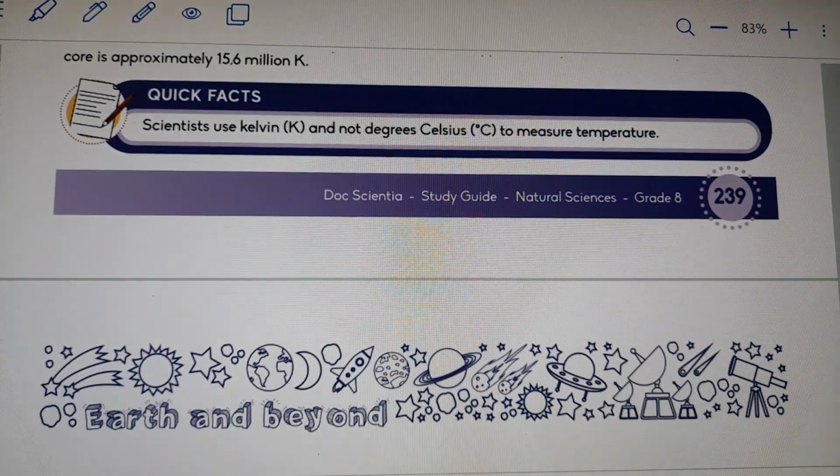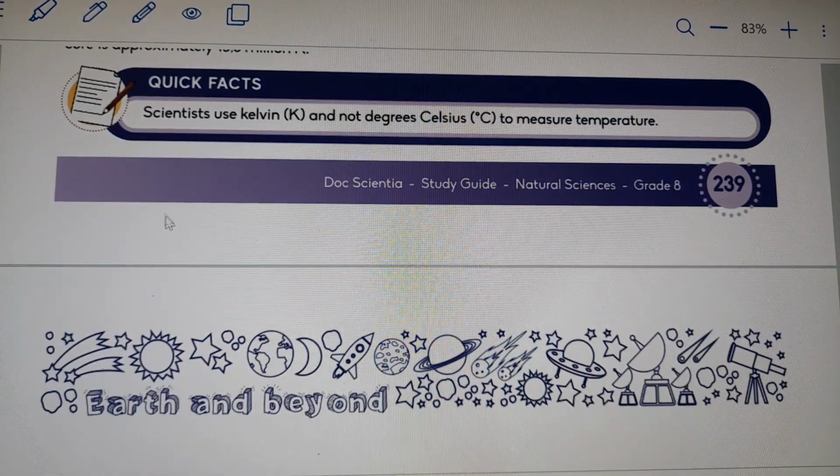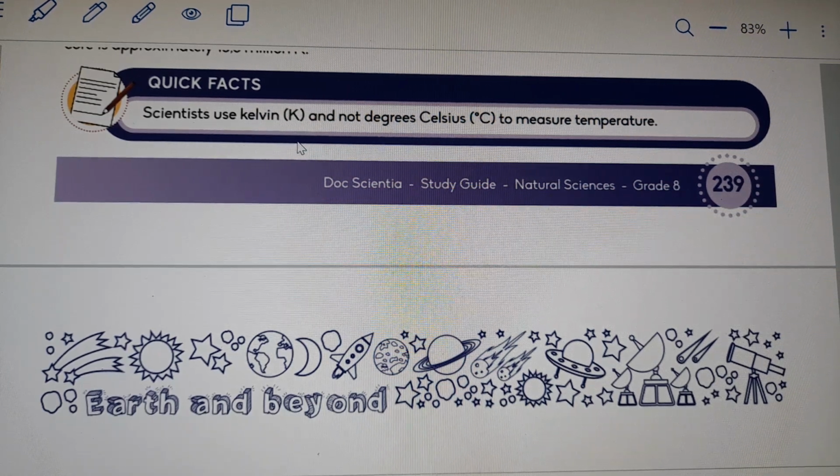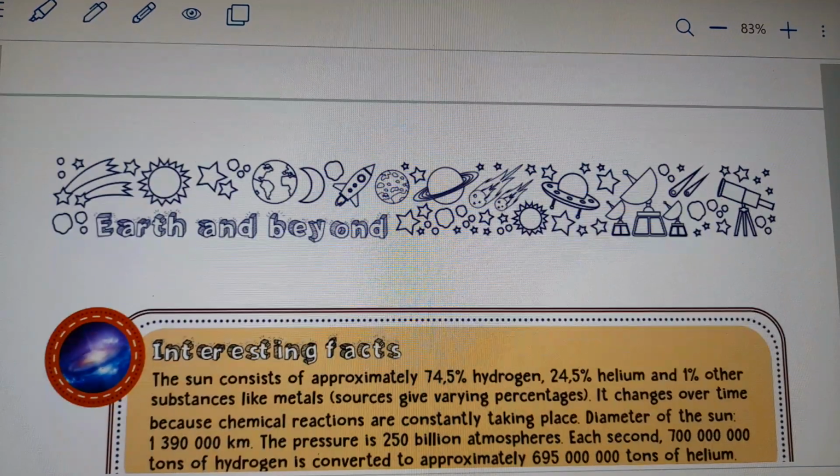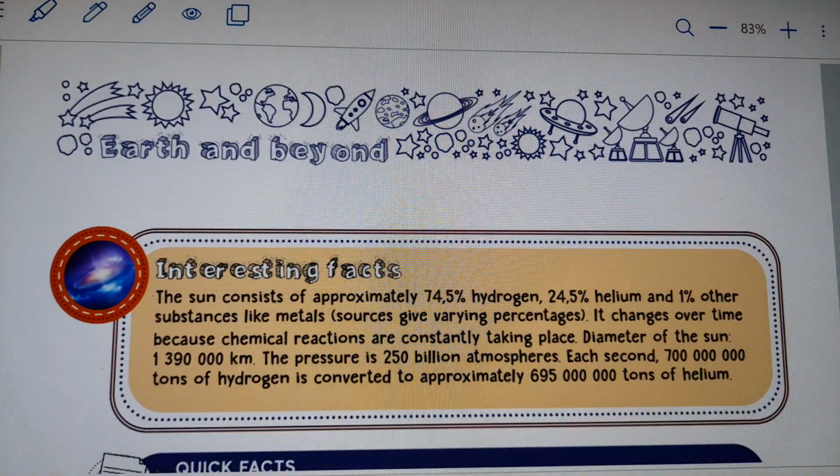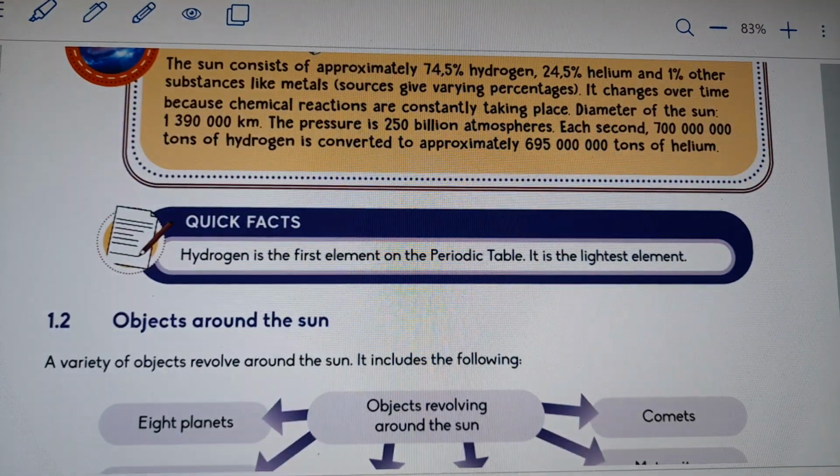Let's learn about this Kelvin. They say that scientists use Kelvin and not degrees Celsius to measure the temperature. We are used to temperature being measured using degrees Celsius, but for the solar system, the scientists have used the unit that is called Kelvin. Now let's move to the next page, which is page 240. You can read the interesting facts on your own.